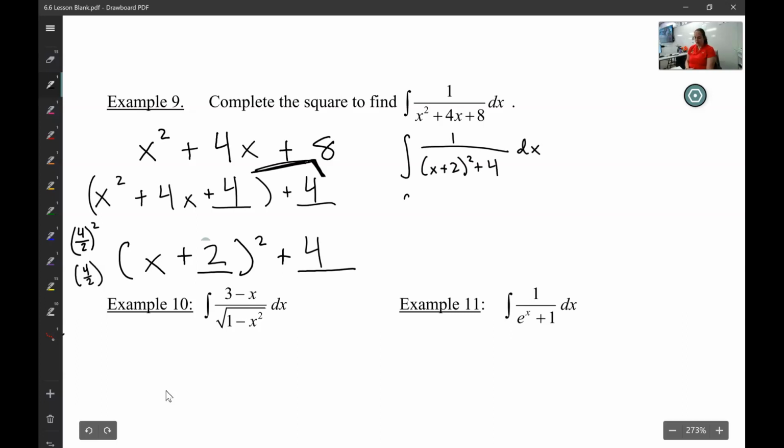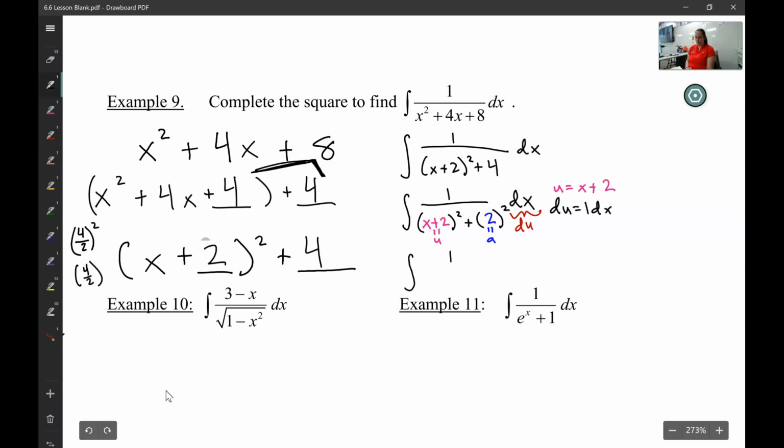And, hey, look at that. This integral is going to be an arctan, because I have something squared and something squared. This is my x plus 2 squared. This is my 2 squared. So that x plus 2 is going to be my u. That 2 is going to be my a. I can do my u substitution, but you'll notice when you take the derivative, du is just going to equal 1 dx. So that right there, that's already du.